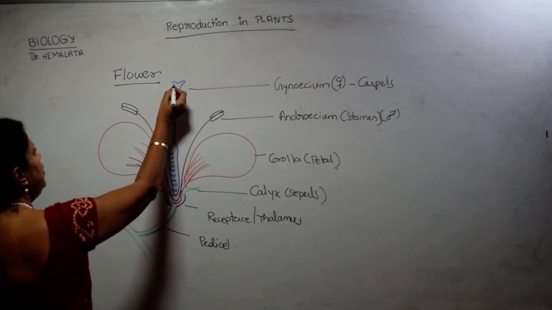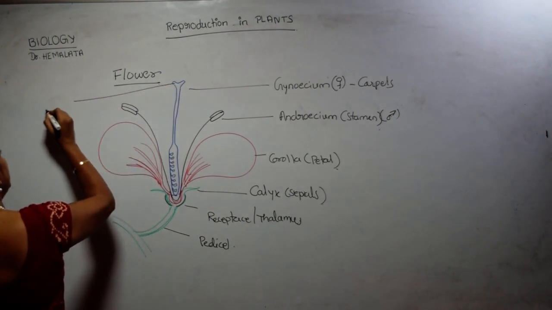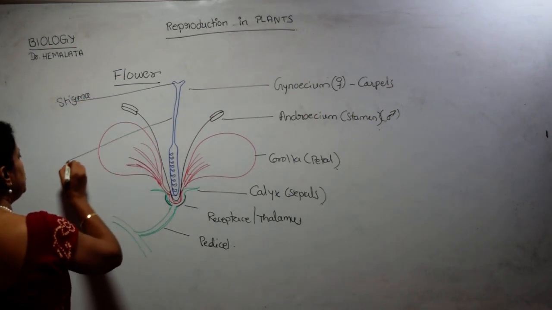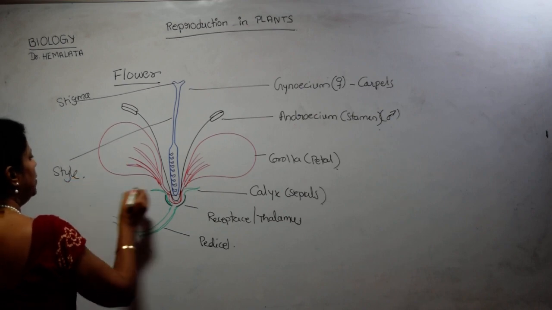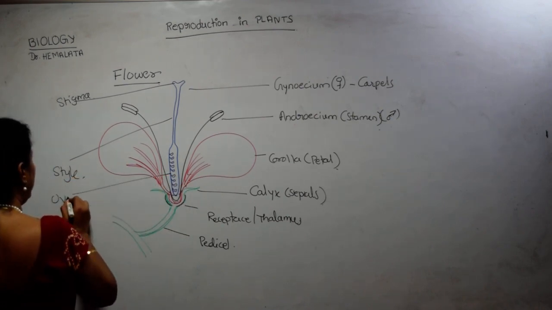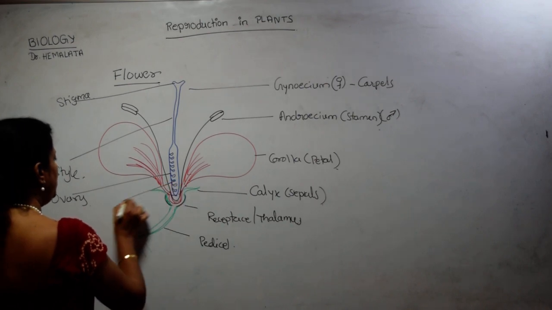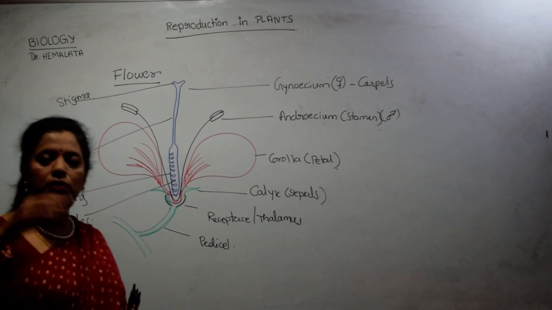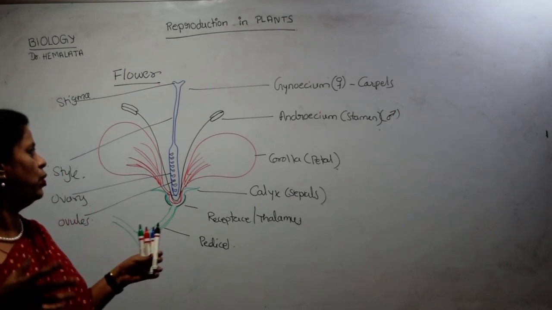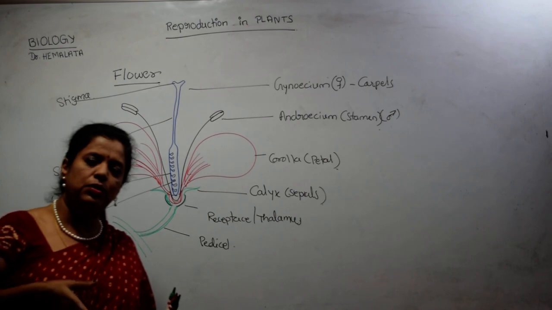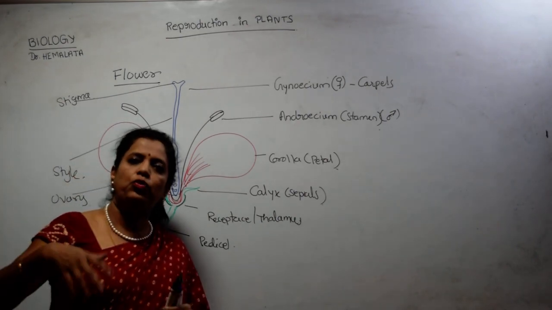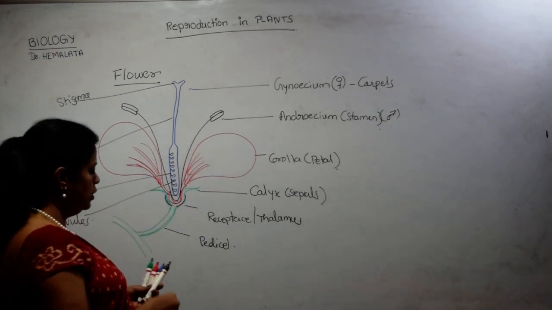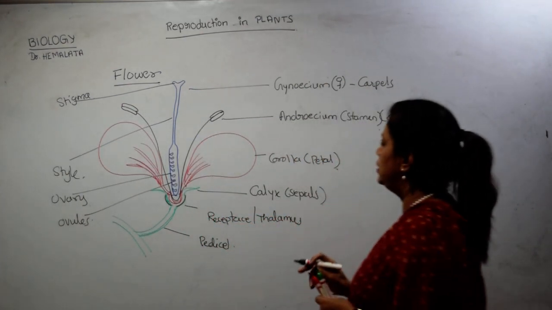Now in gynoecium we have different parts. The uppermost part is called the stigma, the elongated portion is called the style, the basal portion is called the ovary, and within this you get the ovules. This is the detail of gynoecium. To understand the details, you have to first learn the overall gynoecium, and it has so many parts. Then what are the functions? Here the androecium. So let me draw the anthers separately and explain other things.